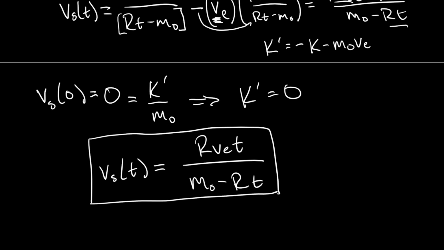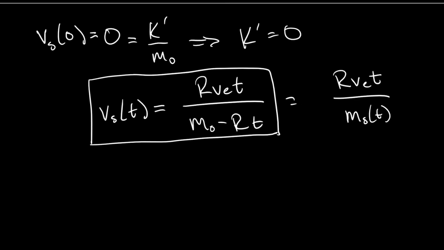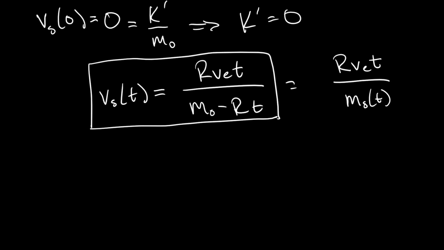So now let's notice something real quick, in that this is also equal to RVET divided by the mass of the ship at any given time. So if the mass of the ship was fixed, then the velocity would increase at a steady rate, a constant acceleration. But we're losing mass. So essentially we can think of this as the acceleration getting faster and faster because we're losing mass. But that's exactly what we expect.